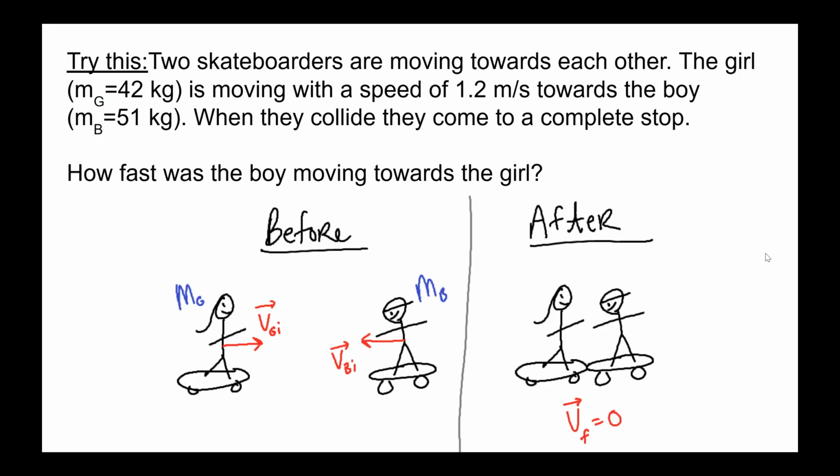So, for example, let's consider this situation. We have two skateboarders that are moving towards each other. The girl, who has a mass of 42 kilograms, is moving with a speed of 1.2 meters per second towards the boy. And the boy, we're told, has a mass of 51 kilograms. When they collide, they come to a complete stop. We're going to use that information to determine how fast the boy was moving towards the girl. So, in order for us to do this, we should figure out what the total initial momentum was, and then we'll figure out what an equation for the total final momentum is, and we'll set those things equal to each other. Take a second and see if you can figure it out.